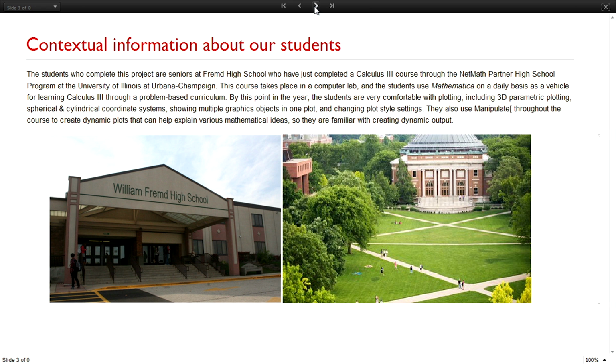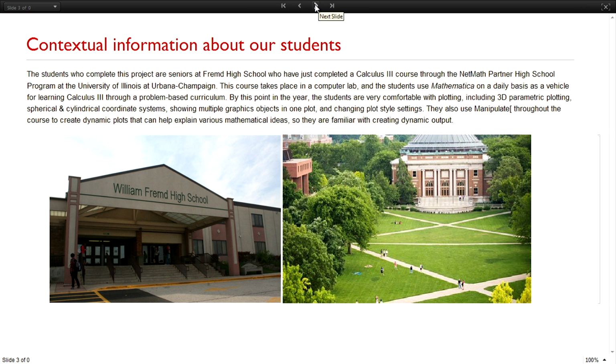A little bit about Fremd High School and some contextual information about our students. So like I said, it's a capstone project for Calc 3 students. And at this point, they have just finished a multivariable calculus, a Calc 3 course through the University of Illinois, their NetMath program. We're part of the partner high school program with the University of Illinois, and so once they have finished that full curriculum, they're ready to take on a project like this. At this point in the year, the students are comfortable with plotting things in Mathematica. They're comfortable with solving interesting problems in Mathematica. They're comfortable with spherical and cylindrical coordinate systems.